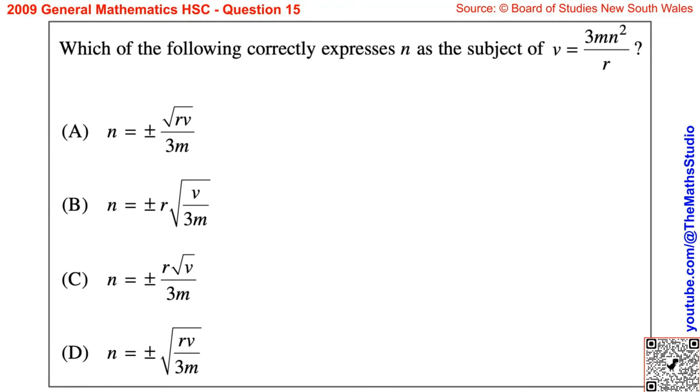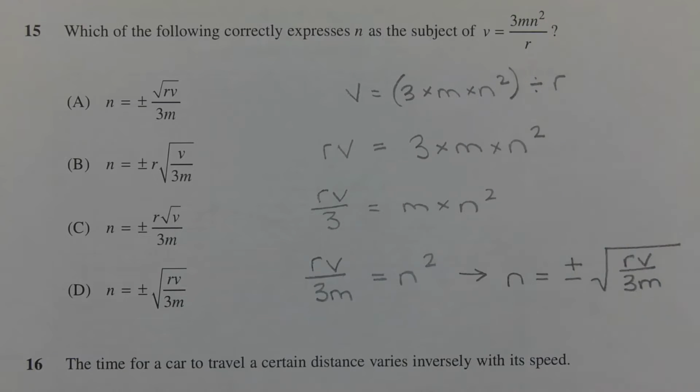Question 15. Which of the following correctly expresses n as the subject of v equals 3mn squared over r? An equation written in fraction form can be expressed using the division symbol and brackets where required. Let's look at the original equation. We got v is equal to 3mn squared all over r.